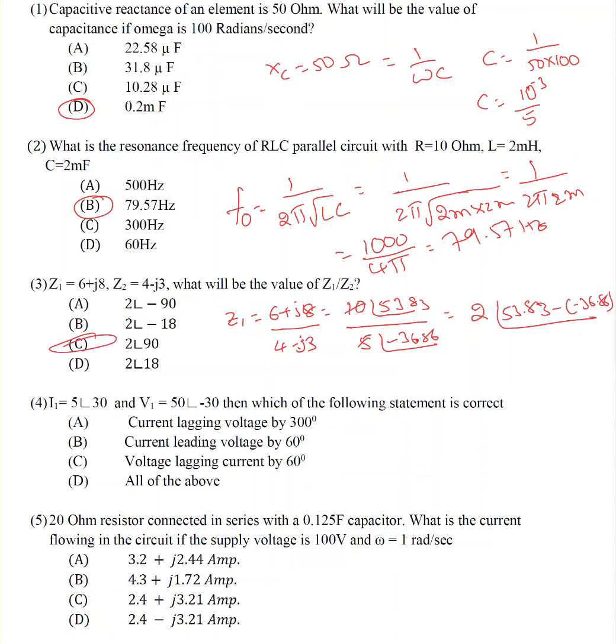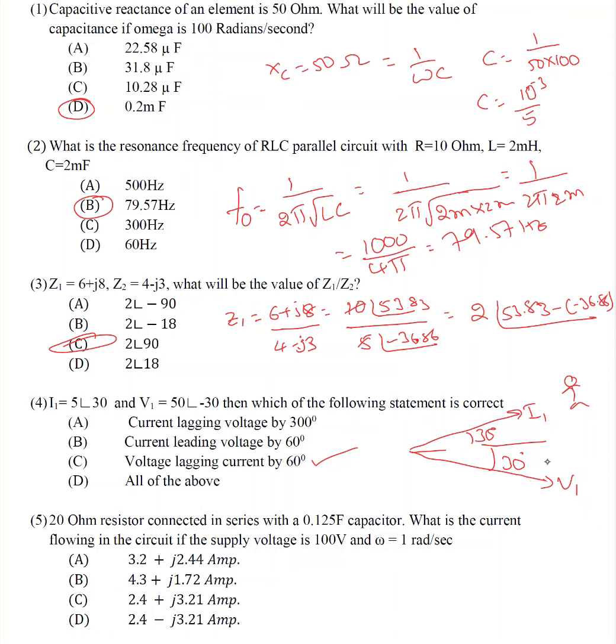I1 equal to 5 at an angle of 30 and V1 equal to 50 at an angle of minus 30. So if I draw the vector diagram, here is my I1, 5 at an angle of positive 30, and V1 is 50 at an angle of negative 30. So stand at one point and rotate the vectors. You don't move, rotate the vectors. So I can say voltage lagging current by 60 degrees. This is a true statement.